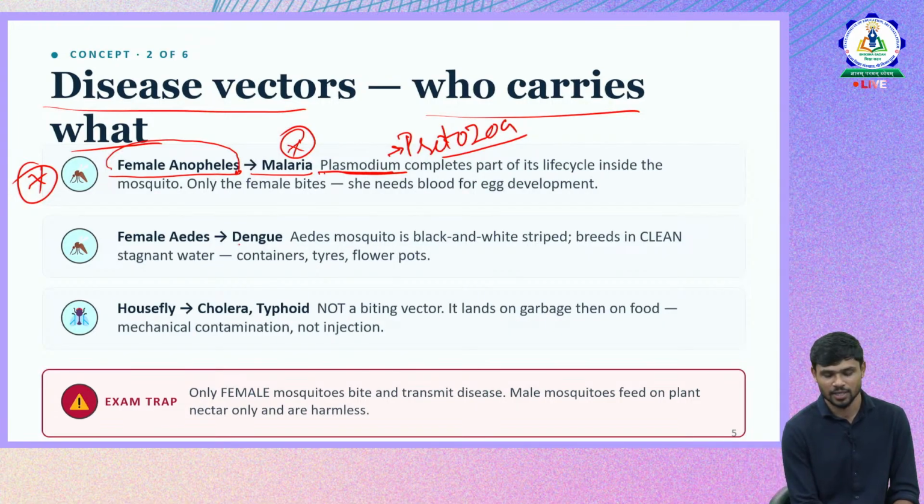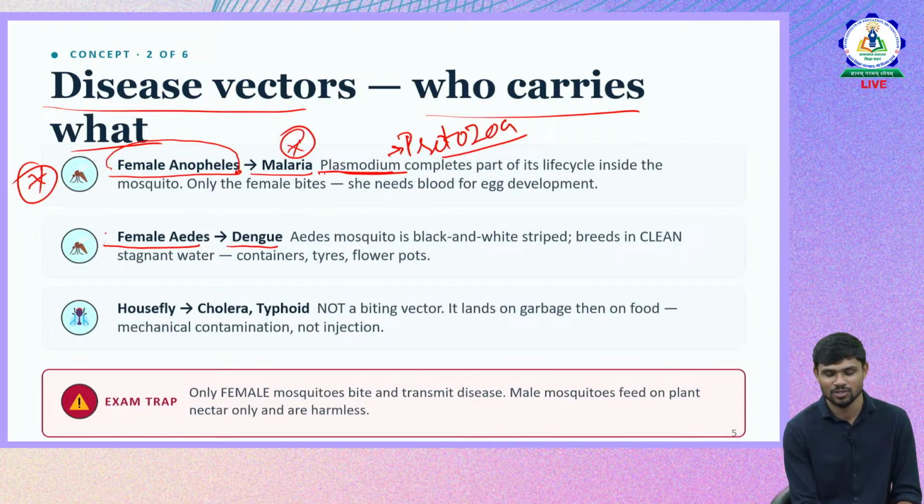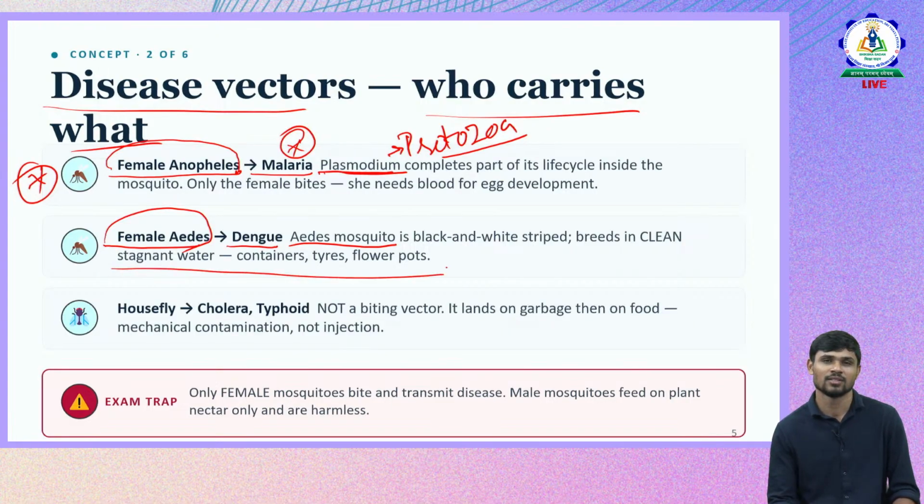Next, dengue. Dengue is caused by a virus and has the female Aedes mosquito as carrier. It is the female Aedes which carries the dengue virus, and it will be present wherever there are unhygienic places.